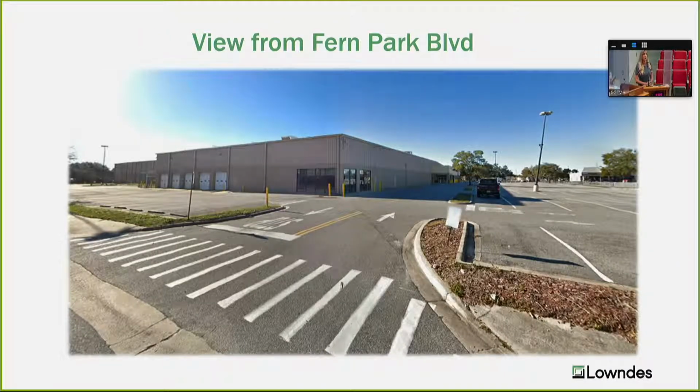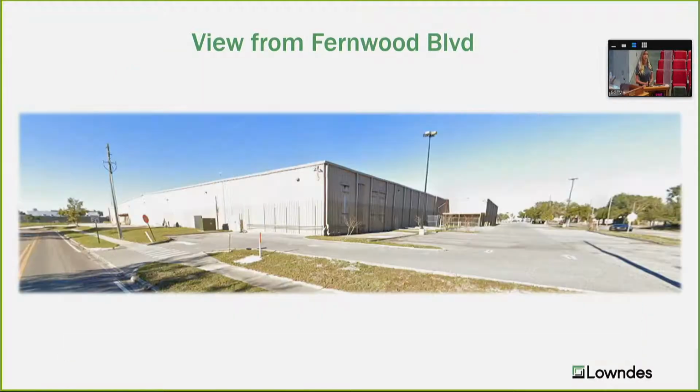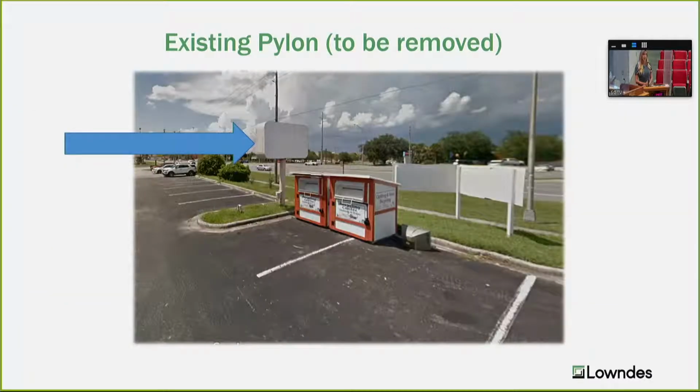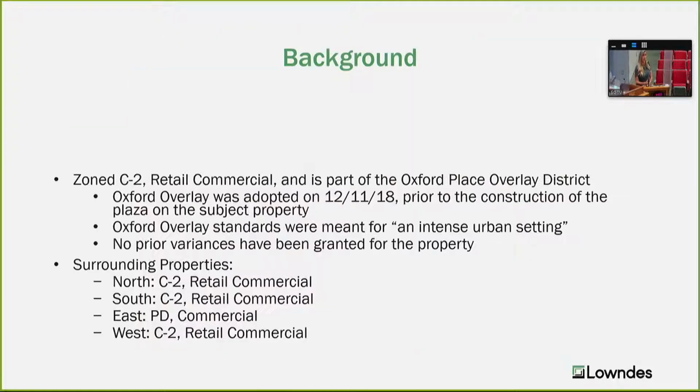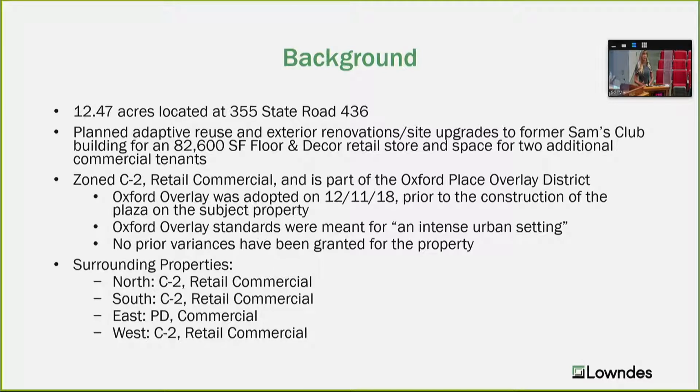This shows you a view from Fern Park Boulevard because there are 3 different roads along the sides of the building. Finally, that's a view from Fernwood Boulevard as well in the rear of the building. This is the existing pylon sign that's to be removed facing State Road 436. That sign, according to our sign company, has about 60 square feet of copy area. So we would only get half of that for one tenant if we only had wall sign under the code, which is a really small amount of copy area given how far back our project is going to be set off of the public right-of-way. So by way of background, it's about a 12.4 acre property.